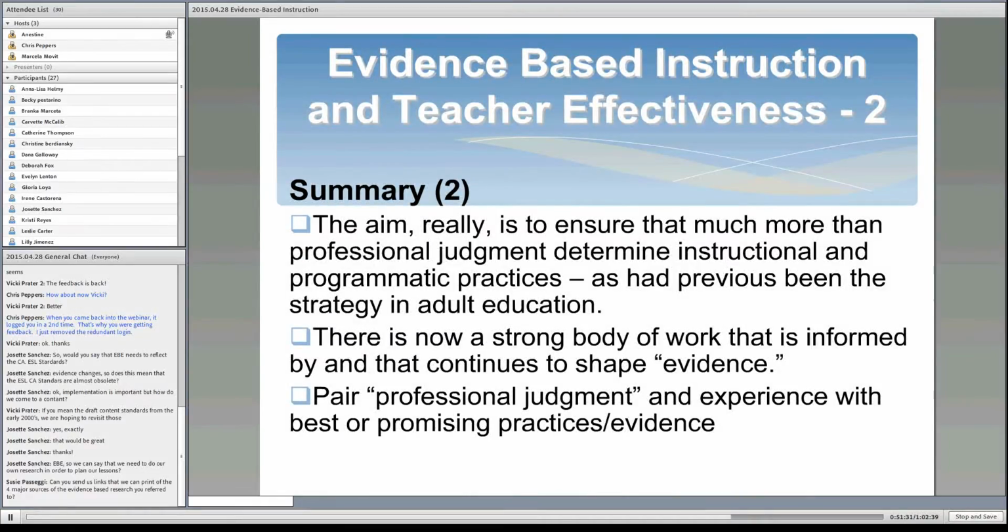And then the aim of all the work that is being done with this idea of evidence-based instruction is really to ensure that much more than professional judgment determines instructional and programmatic practices. And I think that had been a previous prevailing strategy in adult education. There was a focus on professional judgment.